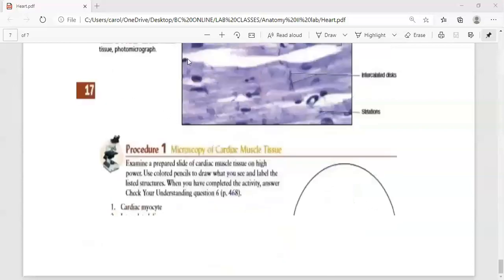And this is obviously where they will have to actually do the drawing of what they see in the slide.